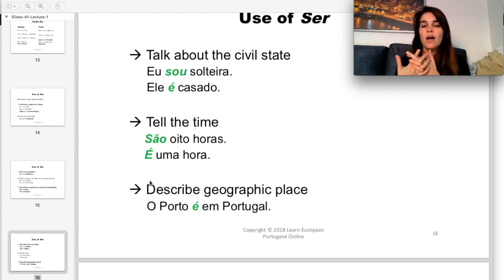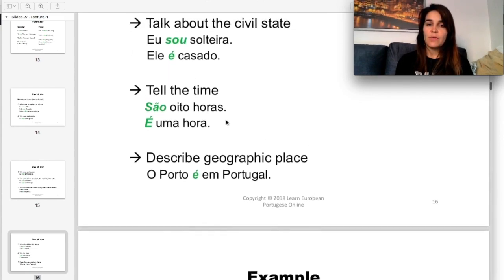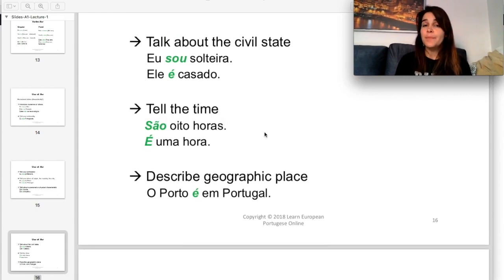So we use the permanent status of the verb. So we use the verb ser. And we say something like, eu sou solteira. Eu sou solteira. That's I am single. Ele é casado. He is married. Okay, we also use it to tell the time.